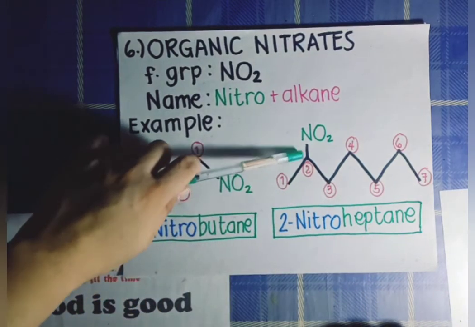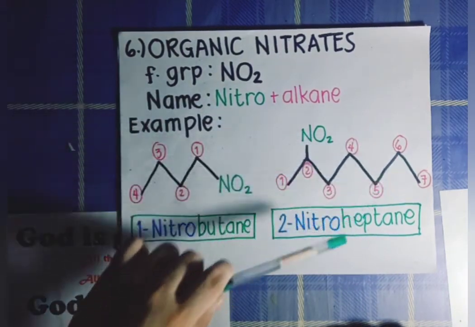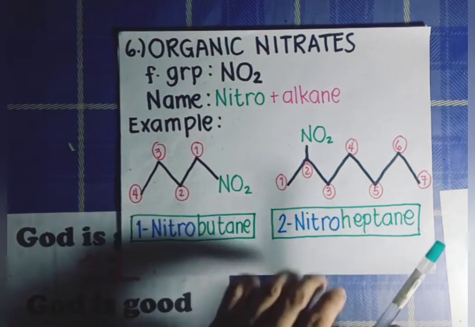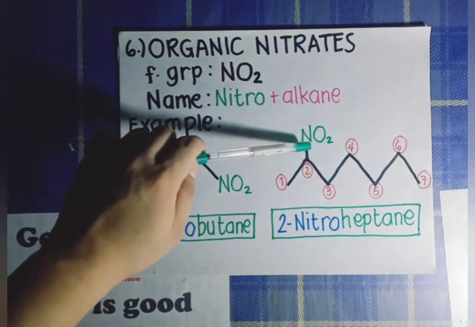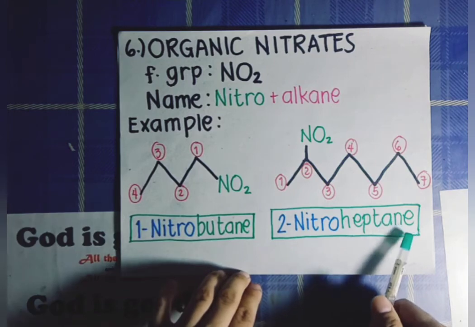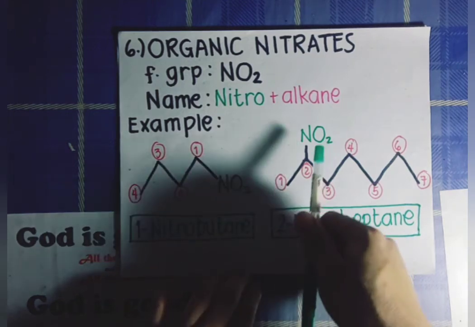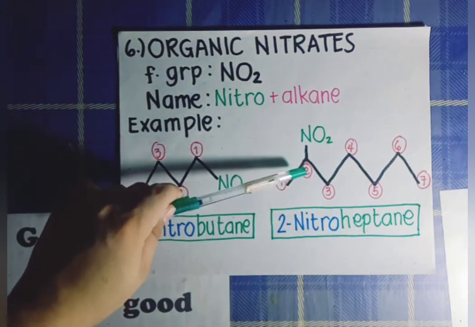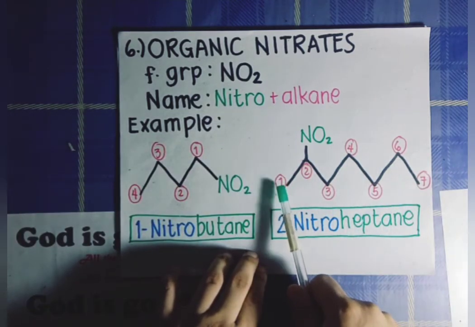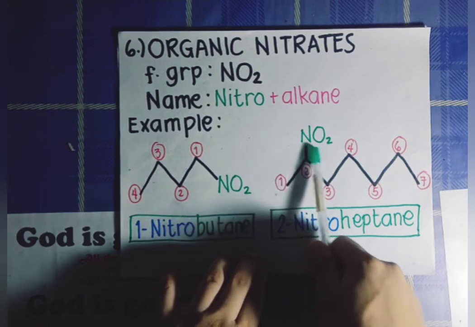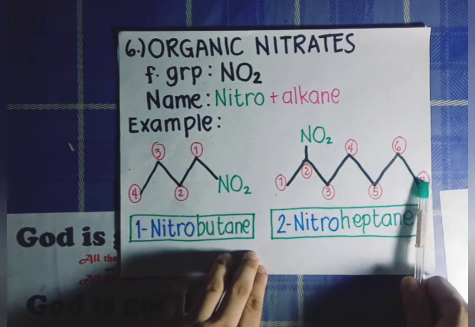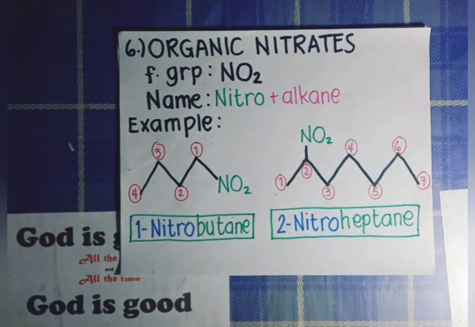We have here 1, 2, 3, 4, 5, 6, 7 carbon atoms. Therefore, our parent chain here is heptane. Now, our NO2 here is attached to carbon number 2. Therefore, its name is 2-nitroheptane. Okay, 2 because our NO2 is attached to carbon number 2. This is our carbon number 1, not this one, because this side is actually the nearest terminal side to our nitrate or to our functional group. Okay? This one is actually the farthest side from our nitrate or nitro group.